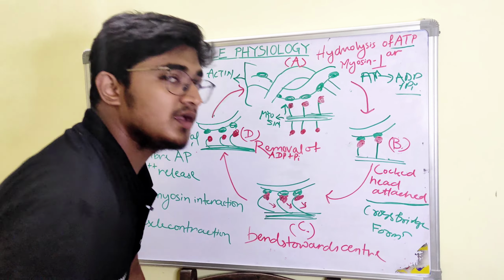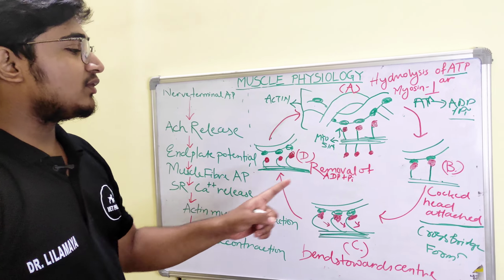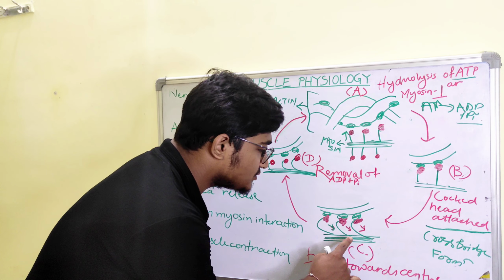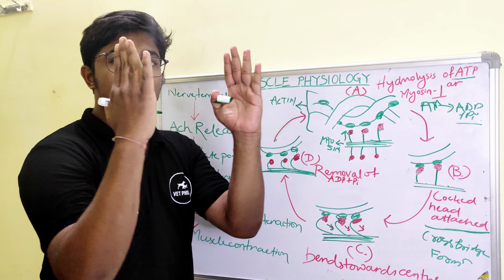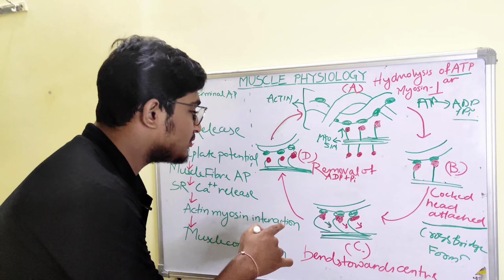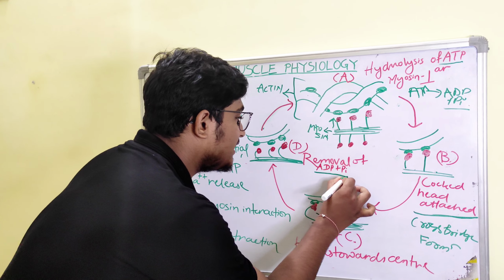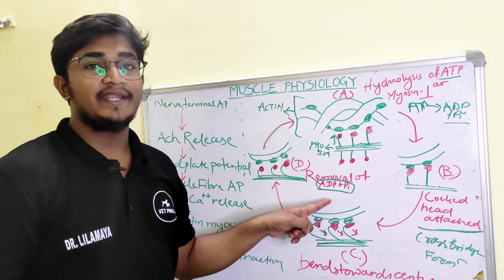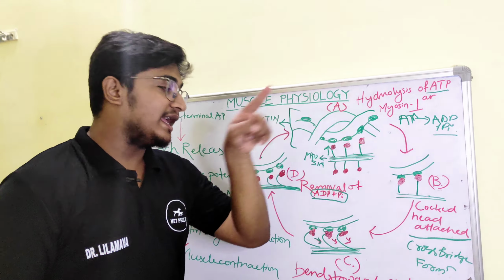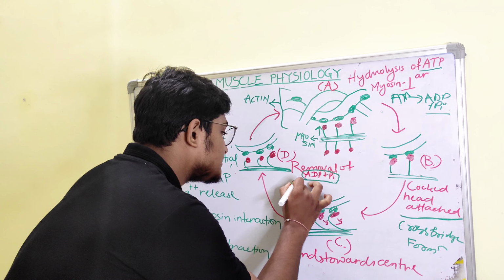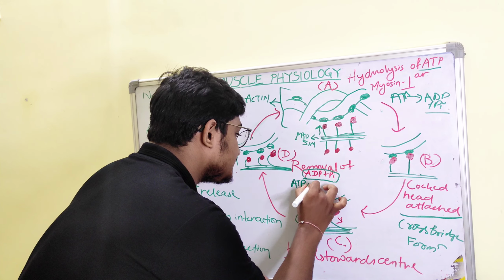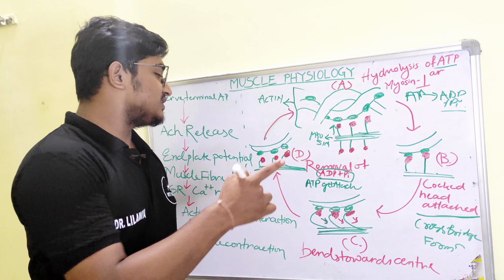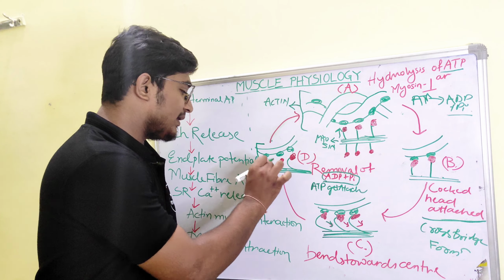After cross bridge formation, the force on the myosin filament will be towards the center, which causes the muscle to contract. After contraction, the ADP plus Pi are removed, and a new ATP gets attached, and this causes the uncoupling of actin and myosin.